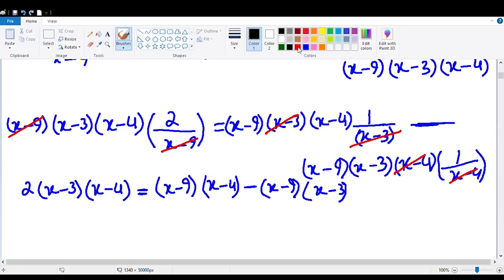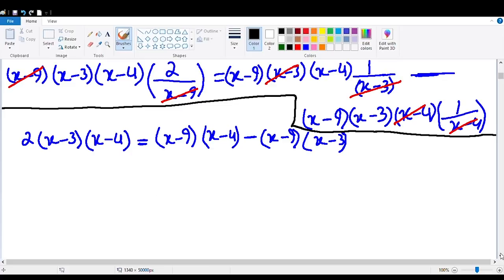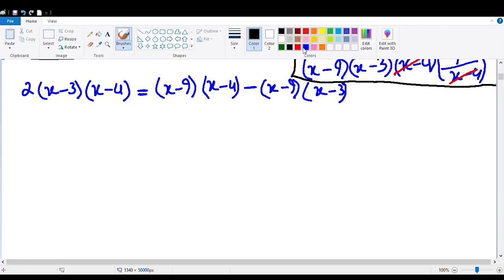And let me just try to separate this, so this is just different. Yeah, so now we can solve this. Just write this 2 as it is, 2, and when you multiply x with x, you get x squared.